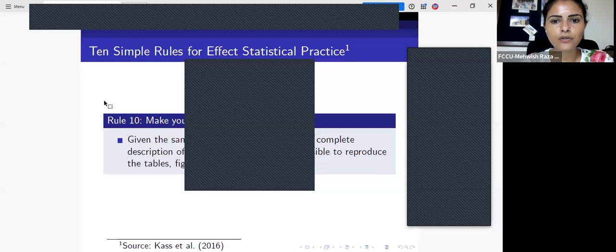From Alexandria University in Egypt, somebody has asked: if I have a large data set, but it is not normally distributed even after transformation, should I use non-parametric analysis instead of ANOVA, or should the large data set compensate for the normality?